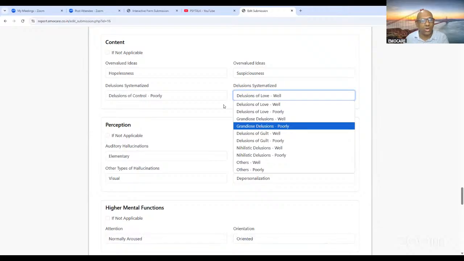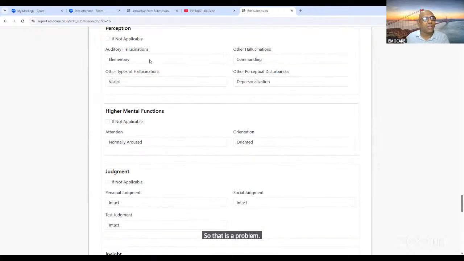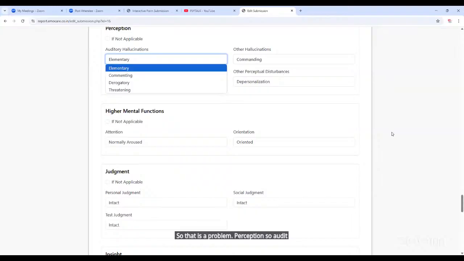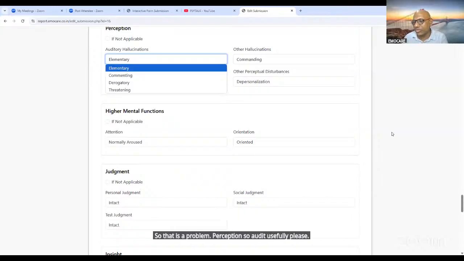So that is poor perception. So audit, Yusuf Ali, please. I don't want to mute your calls, but if you people mute your calls yourself, it will be very nice.